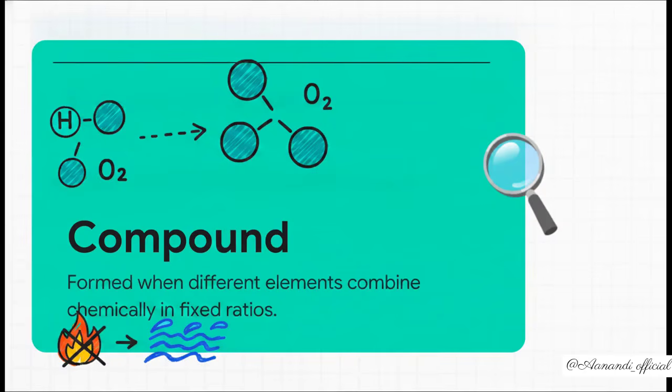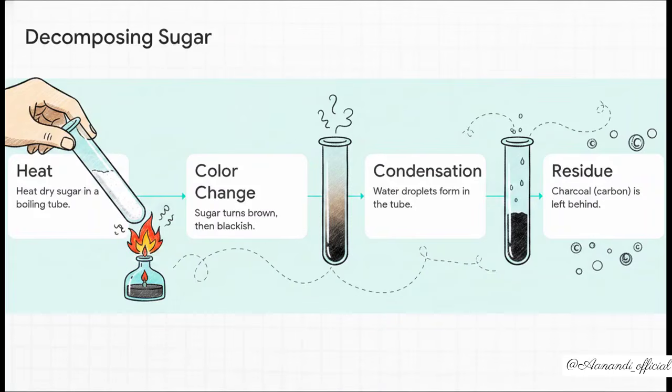These compounds are completely new substances with totally different properties from their original parts. Take hydrogen and oxygen. Hydrogen is a highly combustible fuel, and oxygen fiercely feeds fires. But if they combine chemically in a strict 2-to-1 ratio, they form water, a compound we literally use to put fires out. It's wild.